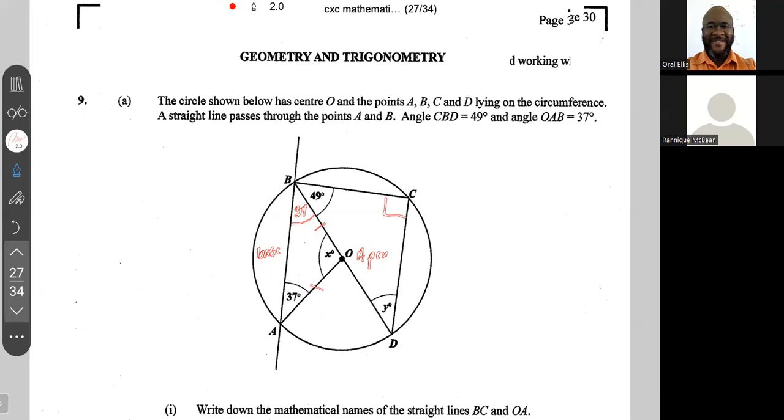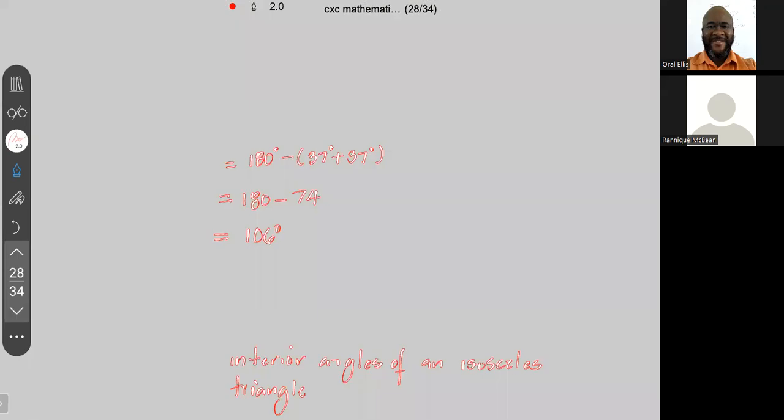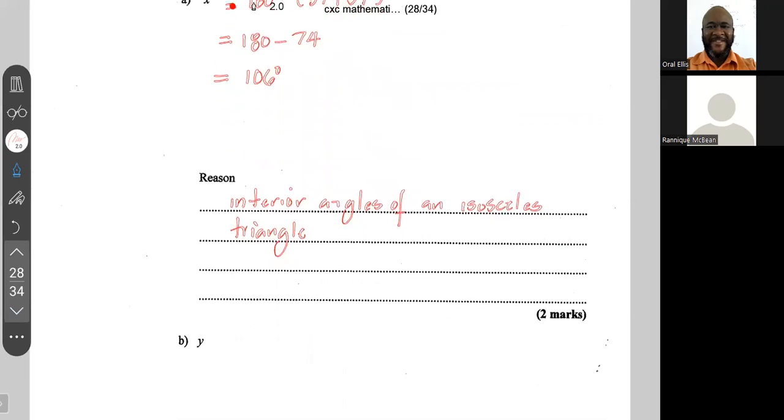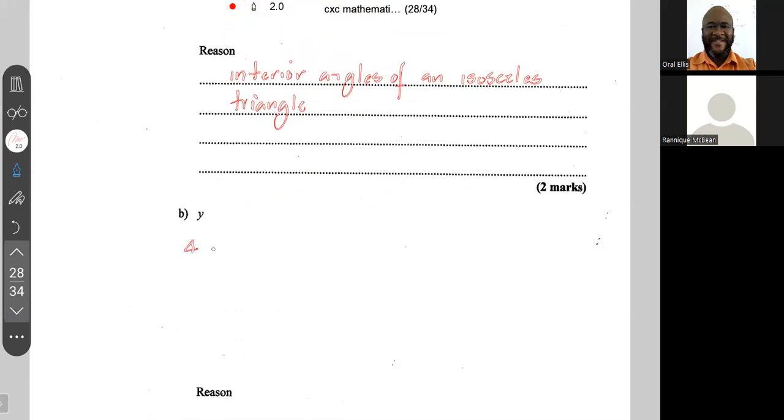Now, if you start from one end of your diameter up to the circumference and then down to the other end of the diameter, the angle that is formed at the circumference, that is the angle at C, is called the angle in a semicircle. So I'm going to use the fact that that is 90 and the fact that the angles in a triangle add up to 180 degrees to find Y. So for Y, I'm going to tell the examiner that angle BCD is equal to 90 degrees.